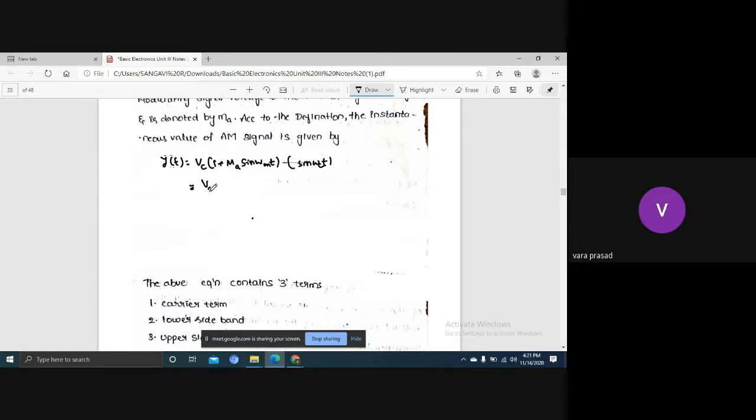Then I can write this as Vc plus Vc into mA sine omega mt into sine omega ct. Now if we multiply this sine omega ct here, I get Vc into sine omega ct plus Vc into mA into sine omega mt sine omega ct. Now we know that 2 sine A sine B is equal to cos of A minus B minus cos of A plus B.